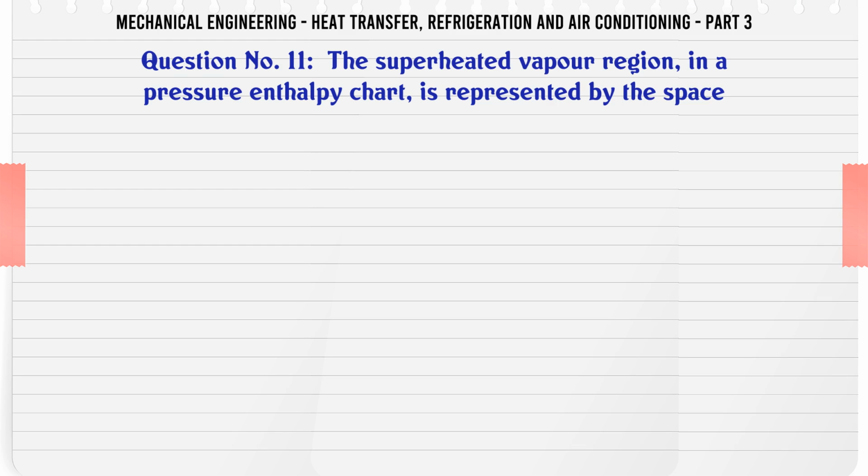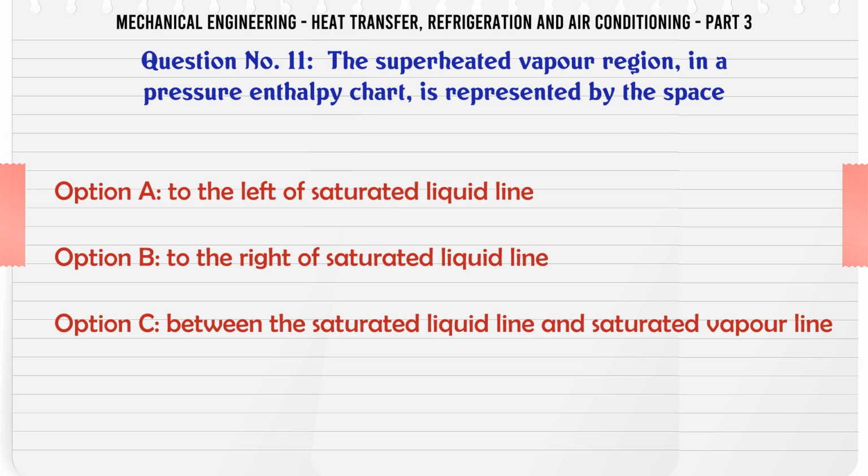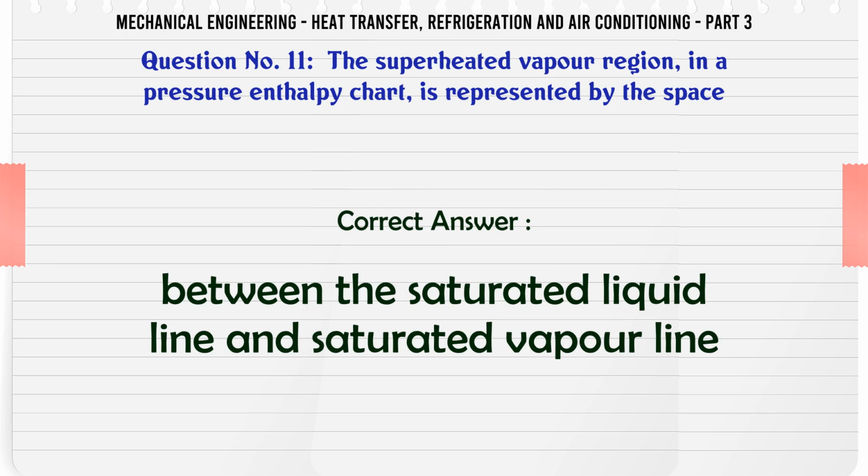The superheated vapor region in a pressure enthalpy chart is represented by the space A. to the left of the saturated liquid line, B. to the right of the saturated liquid line, C. between the saturated liquid line and saturated vapor line, D. none of the above. The correct answer is between the saturated liquid line and saturated vapor line.